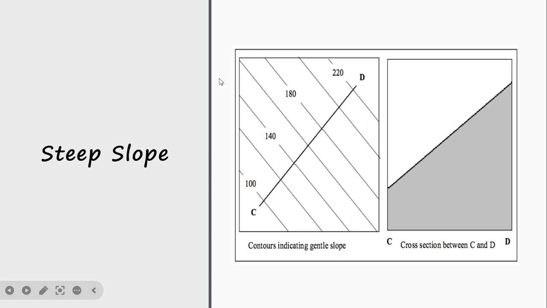And this is how you can see the steep slope. And here are the contours indicating the steep slope, not gentle slope, steep slope. As you can see, the contours are a little bit closely packed together. So the slope will look like this. It is a little bit steeper. But if these contours were much closer to one another, it means that the slope would be much steeper. So that's how the steep slopes are shown on the map.